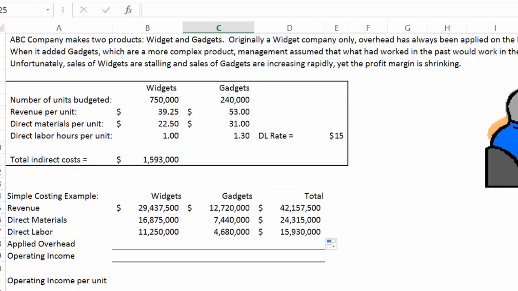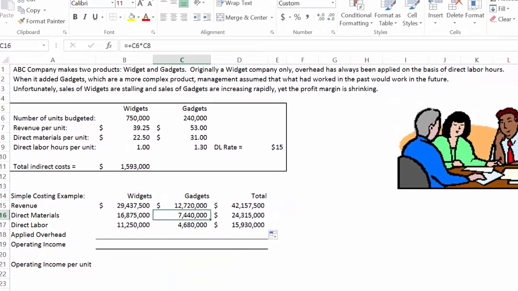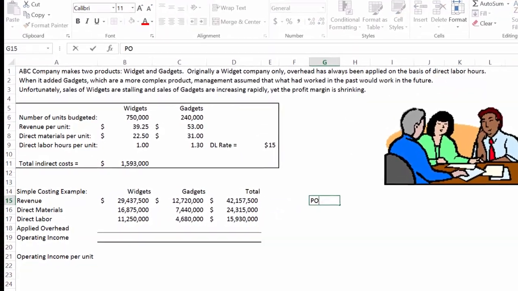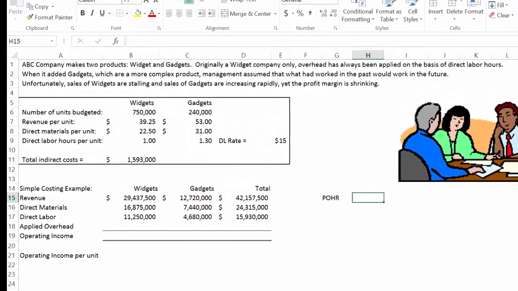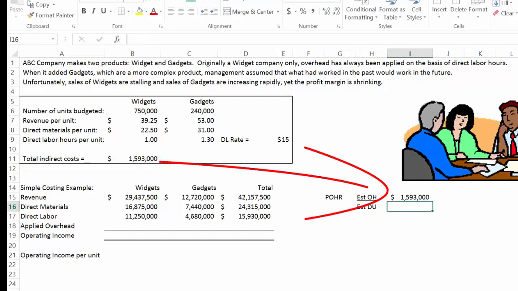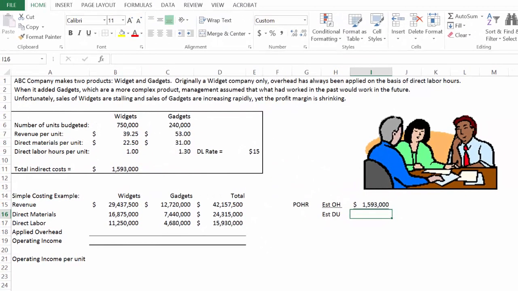Applied overhead, we need to figure out what's going on with applied overhead. So let's do a few calculations off here to the side. First of all, we remember that we need to create a POHR, predetermined overhead rate, and that's going to be estimated overhead divided by estimated driver units. And so my estimated overhead, that's pretty straightforward. That's 1,593. So the driver units in this case is direct labor hours, as it said in the first line.